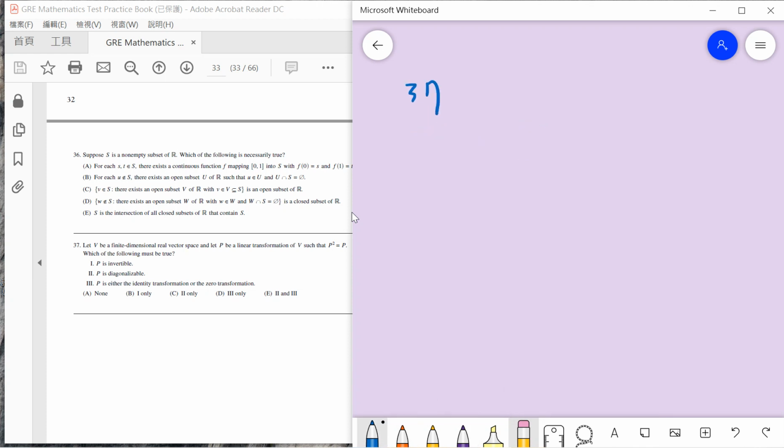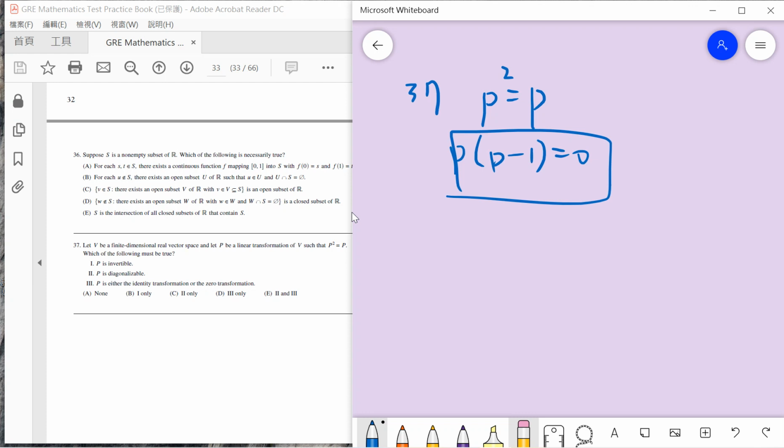37 is also some technical results you need to remember. Okay, so P squared equals P. There is a theorem that says that if the minimum polynomial of P does not have multiple roots, that means P is diagonalizable. So there is a theorem.